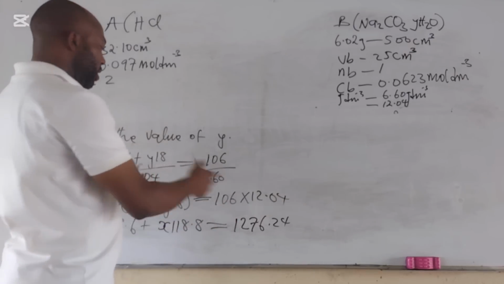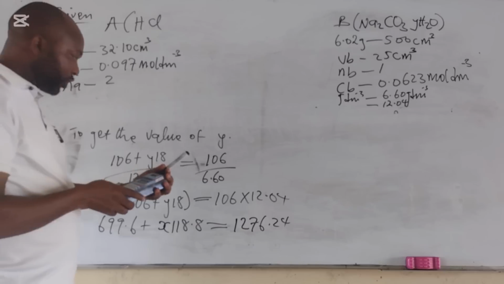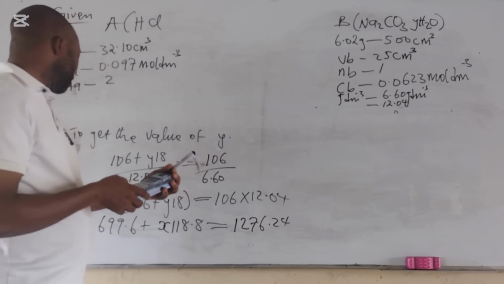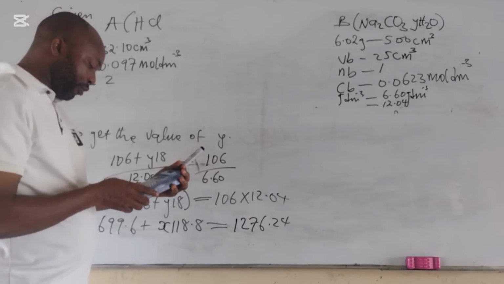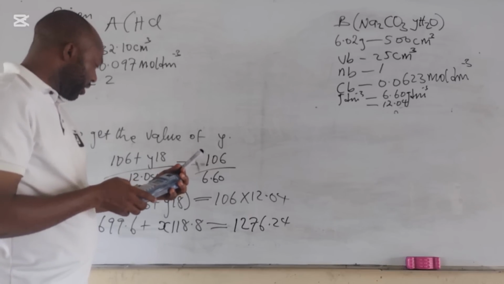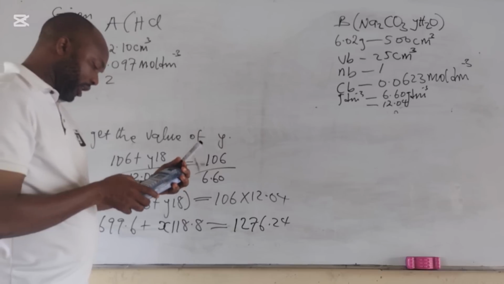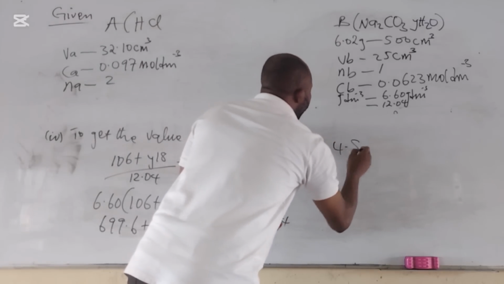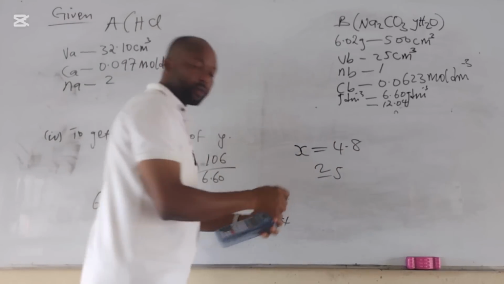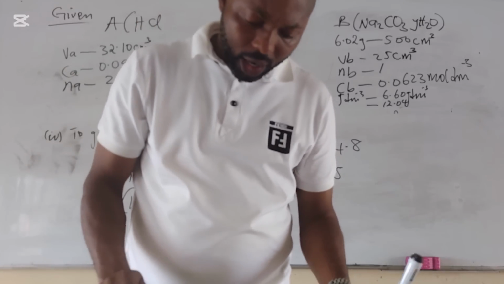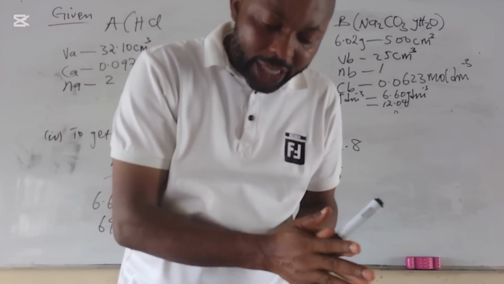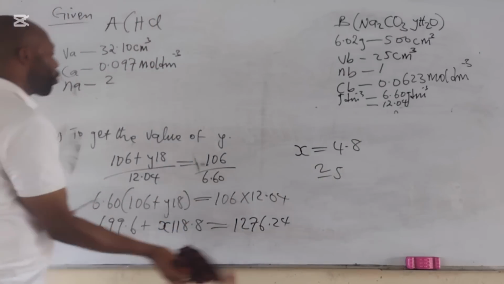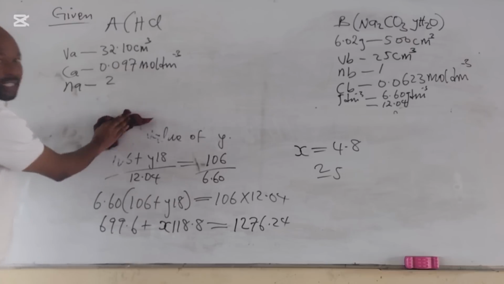So from here, this minus this divided by this. I don't have much space, so I want to get my answer. I have 1276.24 minus 699.6, divided by 118.8, and that is 4.8. So my Y is equal to 4.8, which is approximately 5. What did I say? Write the formula of the efflorescent washing soda. So the final section, you've gotten your Y to be 5, and they're asking you to write the formula.